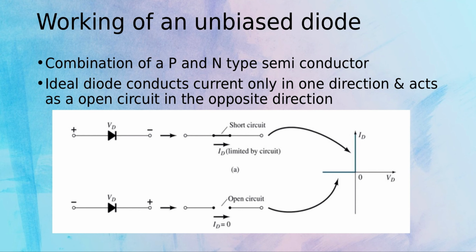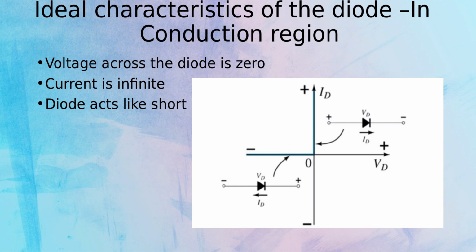A diode is nothing but a combination of a p-type and n-type semiconductor. And this diode usually conducts current in just one direction and acts as an open circuit or insulator in the opposite direction. Now let's see the characteristics of the diode in the conduction region. The voltage across the diode is zero and the current is infinite because the diode acts like a short circuit in the conduction region.